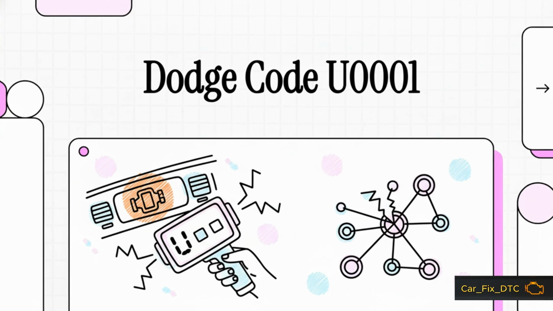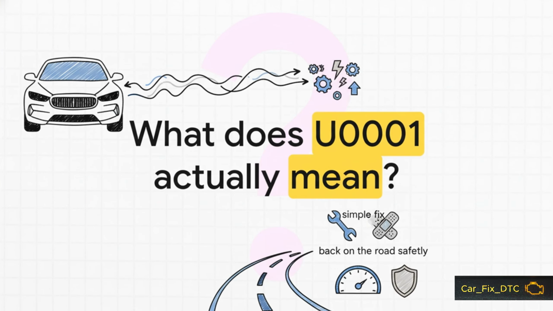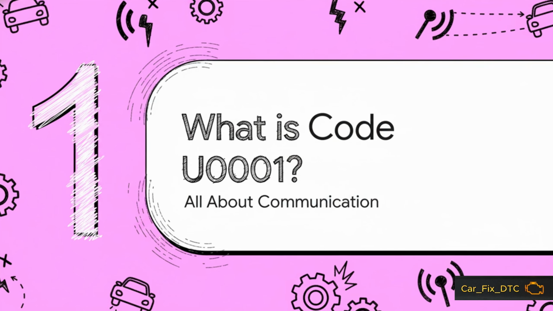So you've got the code, right? But the real question is, what on earth does it actually mean for your car? Is this a huge deal or something you can fix in an afternoon? You know, this code is a little different from most, and really understanding it is the absolute first step to getting you back on the road safely. All right, let's break this down.